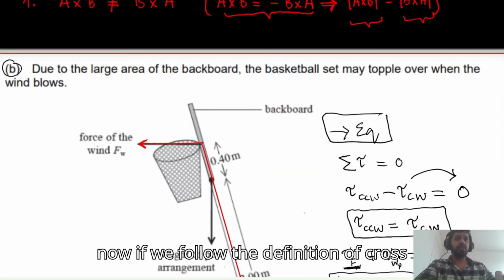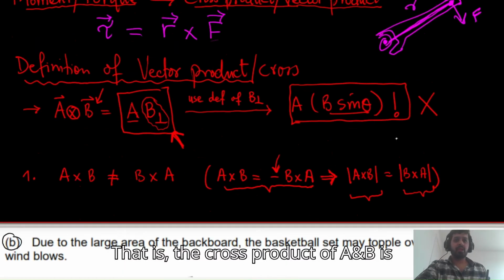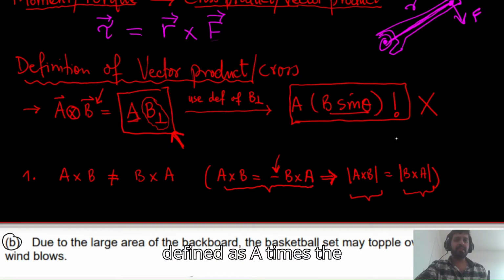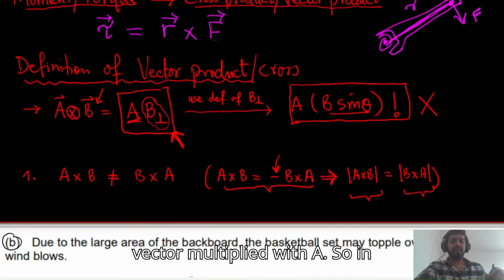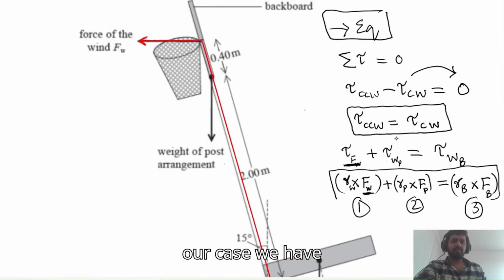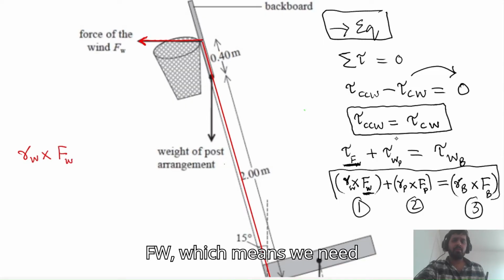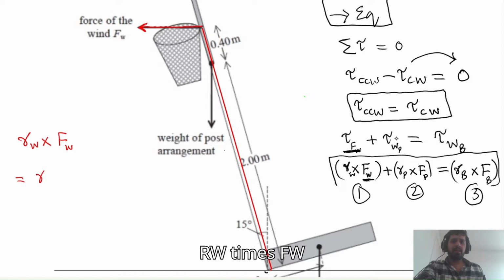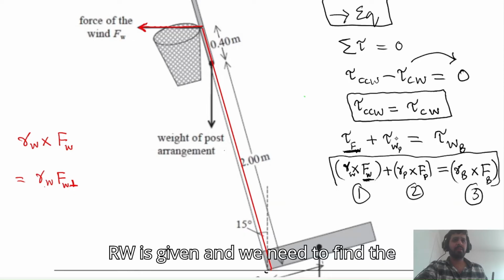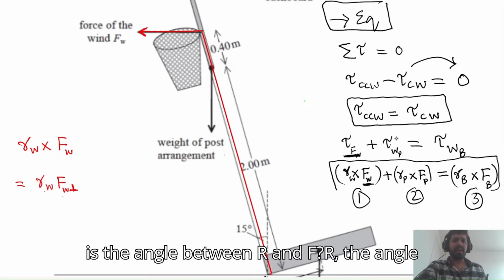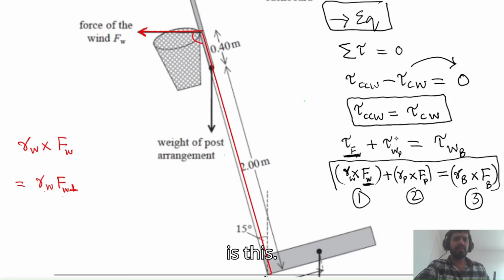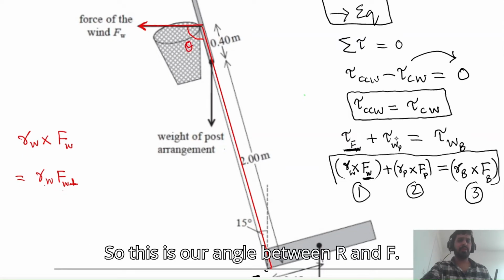Now, if we follow the definition of cross product, that is, the cross product of A and B is defined as A times the perpendicular component of the second vector. So in our case, we have Rw cross Fw, which means we need Rw times Fw perpendicular, right? Rw is given, and we need to find the perpendicular component of Fw. And what is the angle between R and F? The angle is this. So this is our angle between R and F.